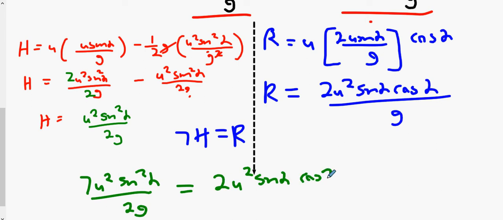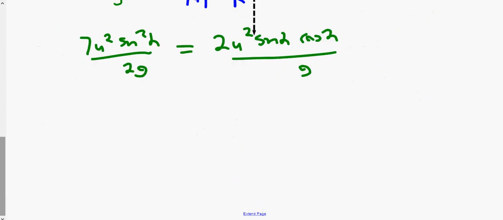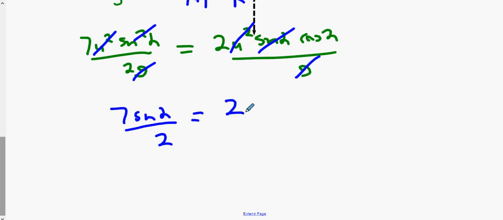and isolate an angle, because you want the angle at the end of the day. So sine alpha cancels with one of the sine alphas over the other sides. The U squareds cancel, the G's cancel, and what you'll be left with is 7 sine alpha over 2 equals 2 cos alpha.